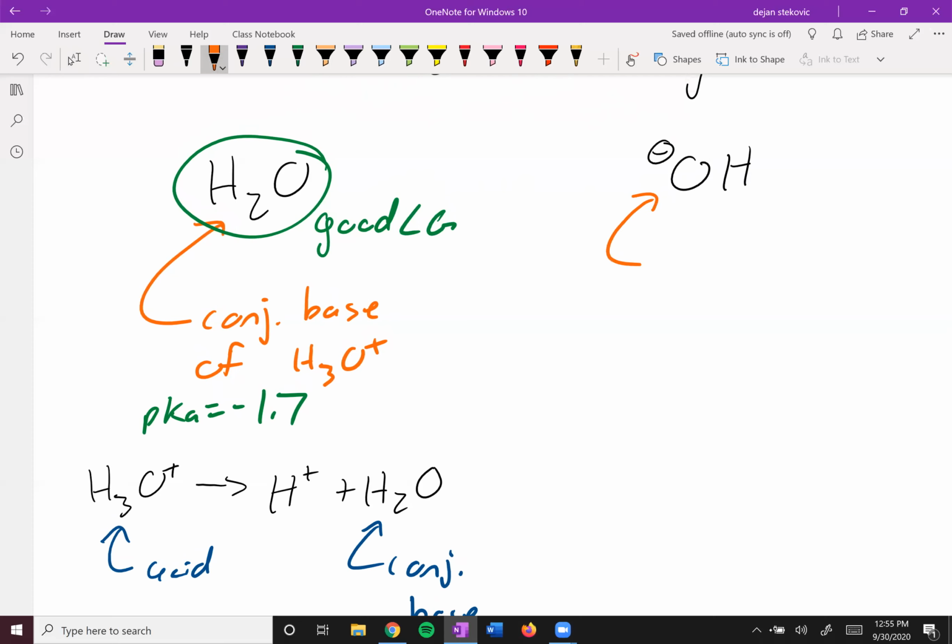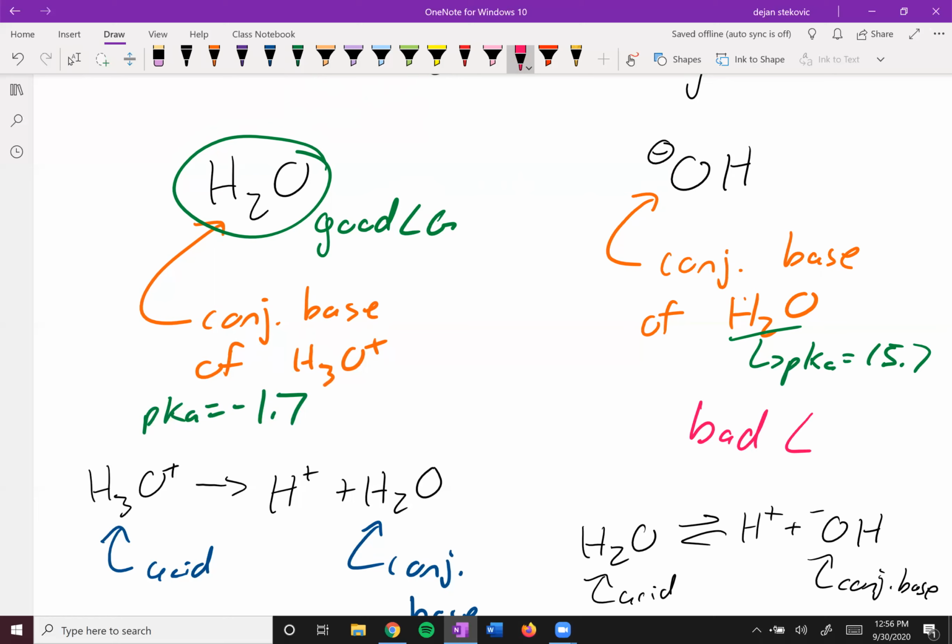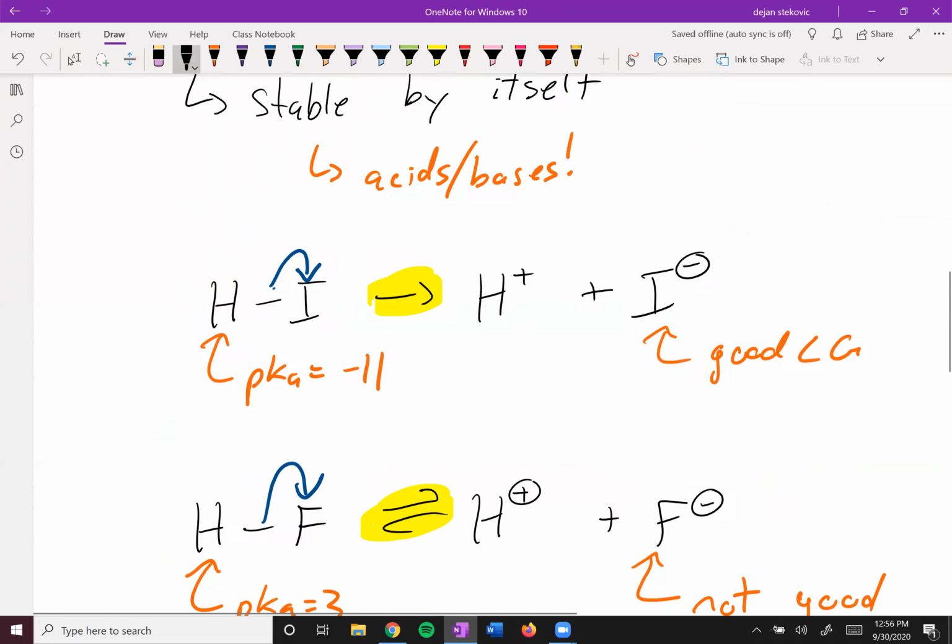Whereas on this other hand, we can think of hydroxide as the conjugate base of water. Right? If we think about hydroxide and if we think about the reverse of this reaction, right, we'd be adding an H plus to form water, right? So in this case, water is the acid, hydroxide is the conjugate base. And so water has a pKa of 15.7, which is obviously above 0. And so this is overall a bad leaving group. And so you want to be able to identify good and bad leaving groups. It'll become important as we go on.